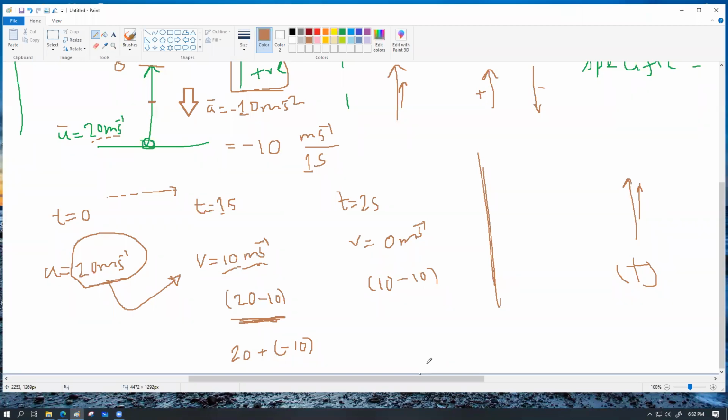Is it clear? Sir, is it that it slows down while it goes up? Yes. Okay, now I understand.